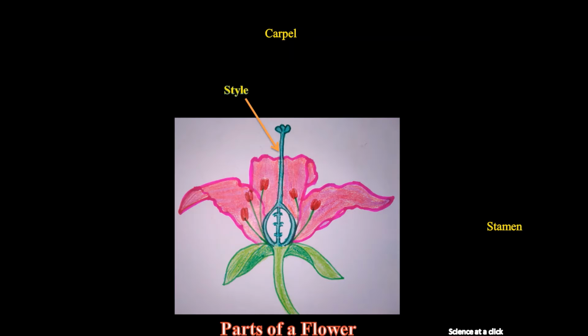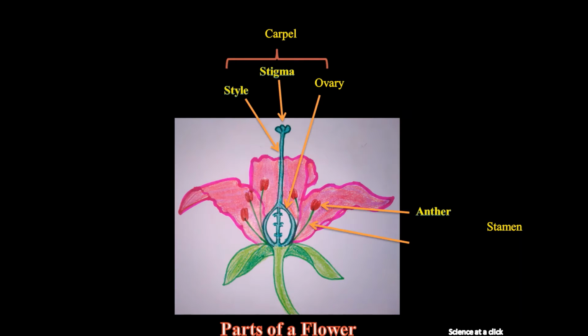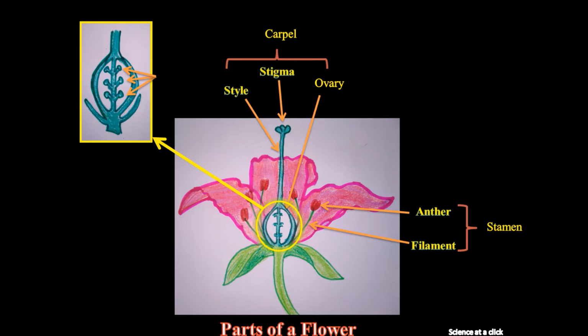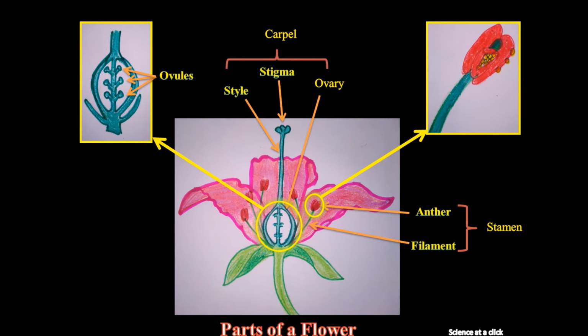The carpel contains style, stigma, and the ovary, whereas the stamen consists of the anther and the filament. The ovary has the ovules, which are the female gametes, and anther has pollens, which are the male gametes. Other parts include petals and sepal.